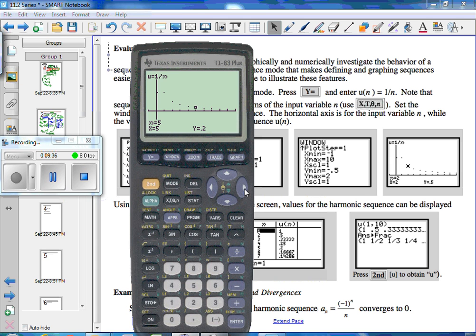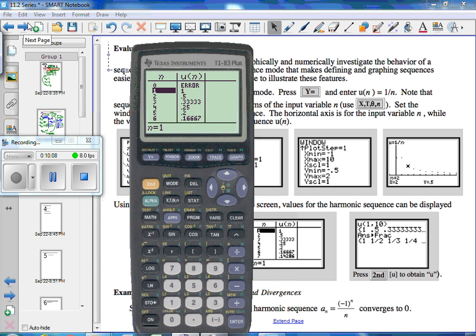What you also might be interested in doing is going to the second table. Now, here are all the n values and the corresponding values of the sequence, which are called the terms. So we've got the first term, the second term, the third term, the fourth term, and it gives you their values. So this is a very helpful function of the calculator.